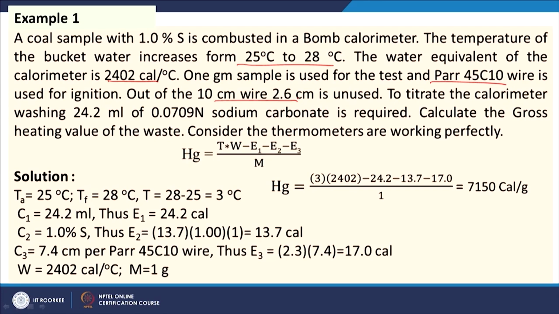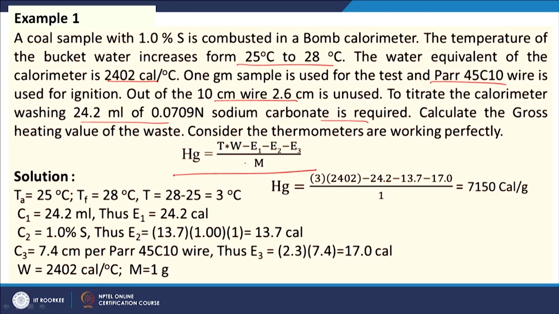To titrate the calorimeter washing, 24.2 ml of 0.0709 N sodium carbonate is required. This is equivalent to N by 10 NaOH. Calculate the gross heating value of the waste, considering the thermometers are working perfectly. So, here no correction for thermocouple or thermometer is required. If we want to calculate the gross heating value, obviously we will use the formula we just discussed: Hg equals T into W minus E1 minus E2 minus E3, divided by M.